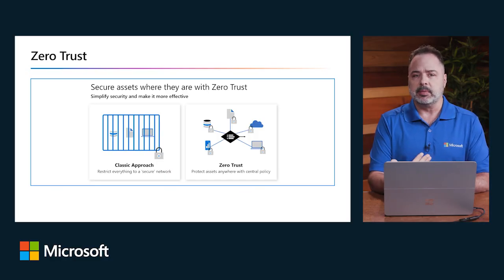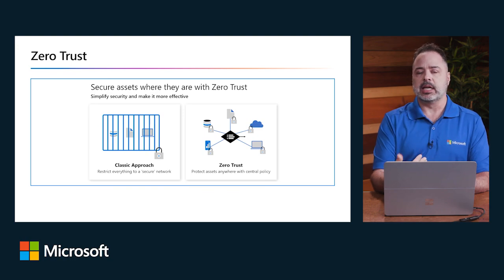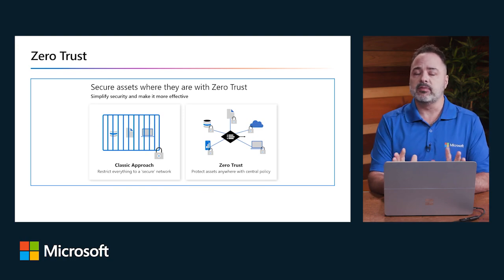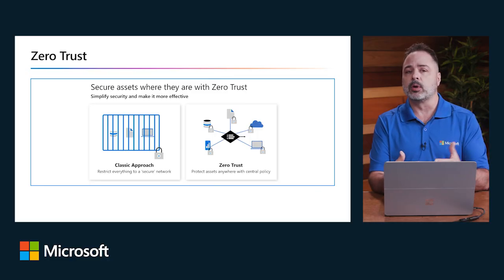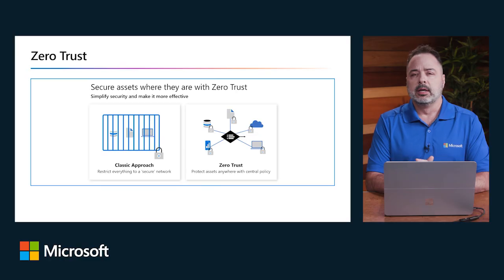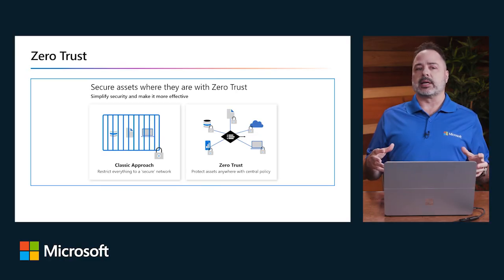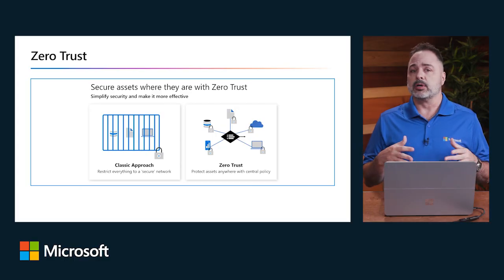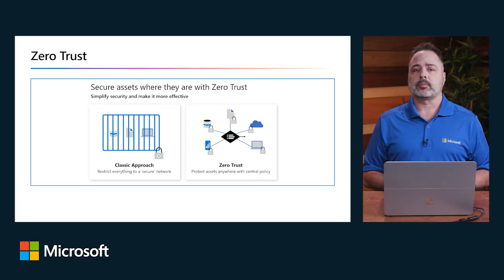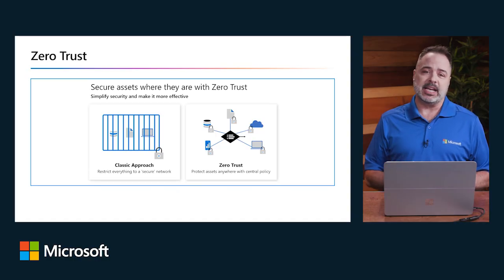Verifying explicitly means always authenticating and authorizing based on all available data points, such as user identity, location, device health, and the service or workload they're using. Using least privilege access involves limiting user access with things like just-in-time and just-enough access. Risk-based adaptive policies can be included, as well as data protection layers.